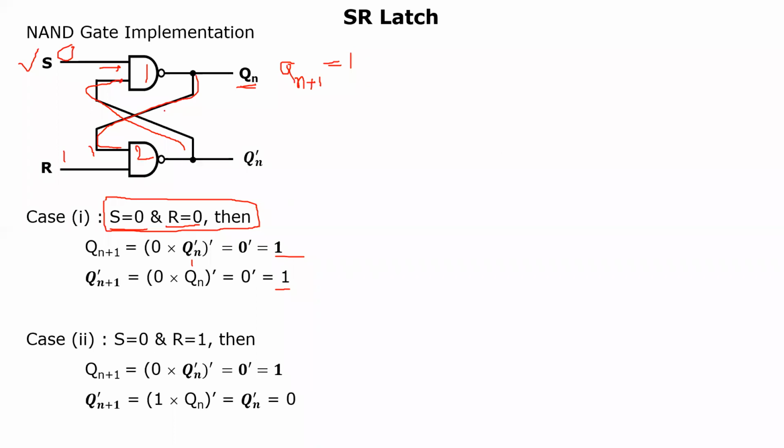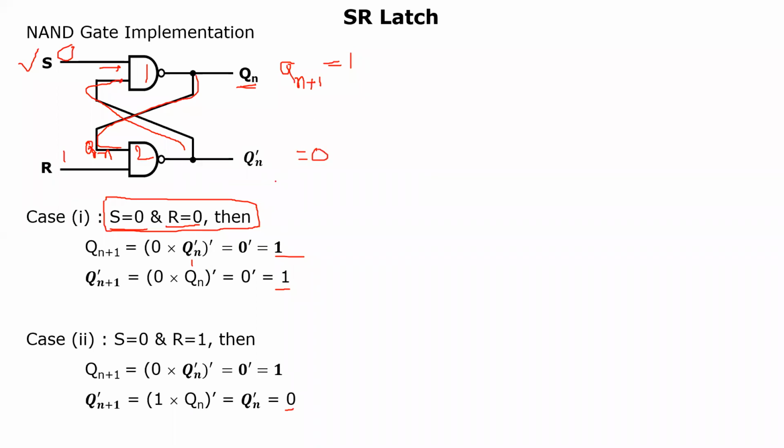So you have to submit this one here. The first input is 1, and the other input will be Qn. So 1 into Qn whole complement will be equal to... Qn whole complement will be equal to 0 here, because we got 1 just before. So 1 into 1 whole complement equals 0. So this particular value is 0.